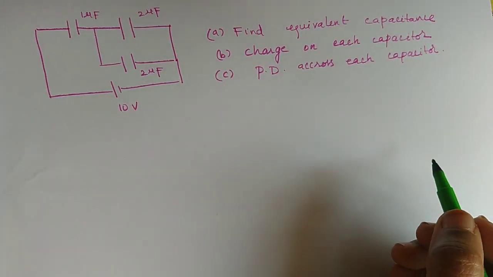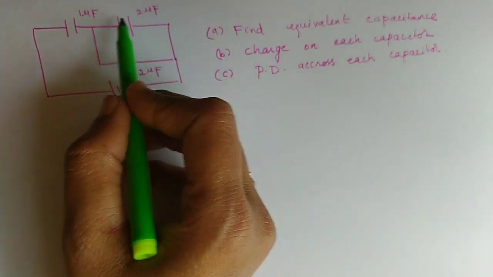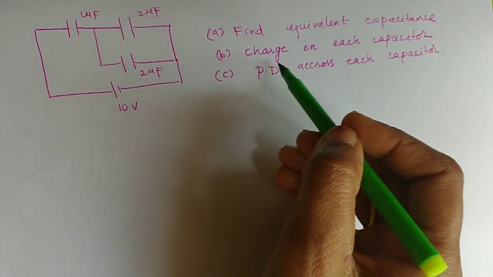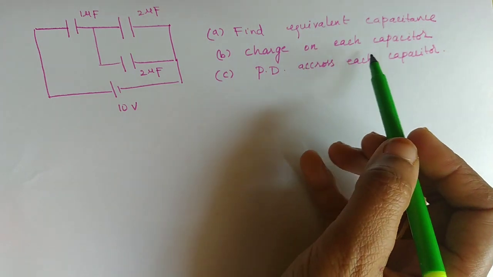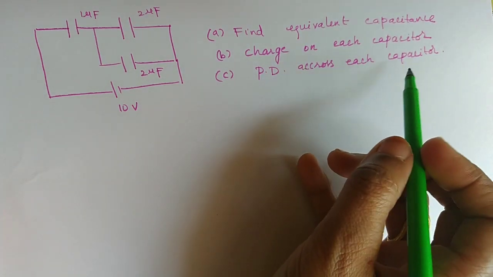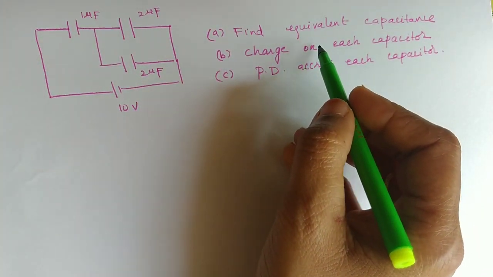Then we'll look at one more question on series parallel combination. Here again I have given you 2 and 2 microfarad and 1 microfarad connected to a 10 volts battery. And you are asked to find out the equivalent capacitance, then the charge on each capacitor, and third bit is potential difference across each capacitor. So to do this, let us start with finding out the equivalent capacitance.